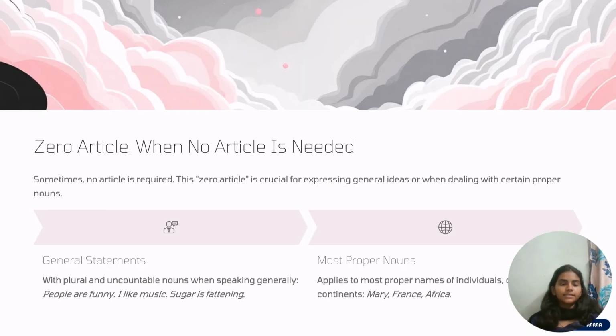Zero articles. The third thing is zero articles: when no article is needed. Sometimes no article is required. This zero article is crucial for expressing general ideas or when dealing with certain proper nouns.